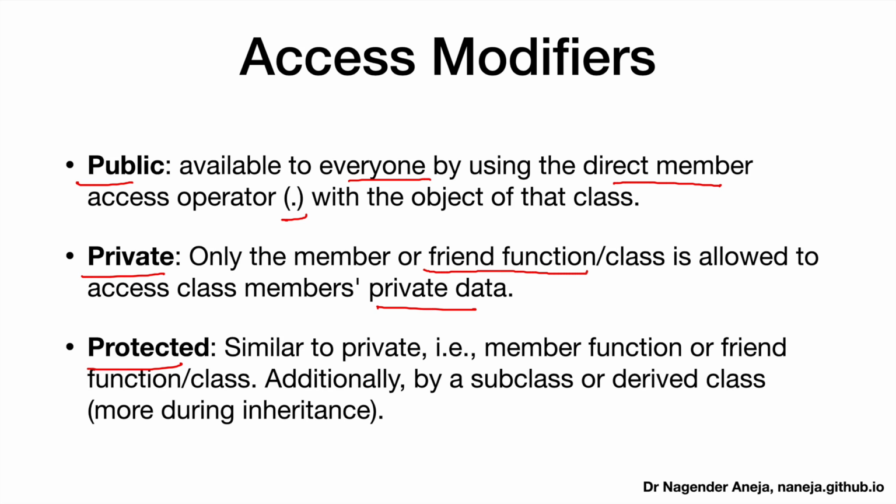But protected is similar to private. Consider protected as private, but additionally, in addition to the member function or friend function, a subclass or derived class can also access those. The subclass or derived class can't access the private, but protected can be accessed.